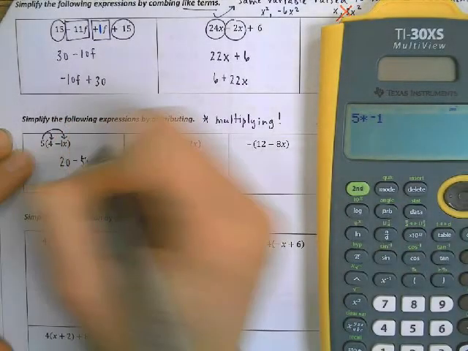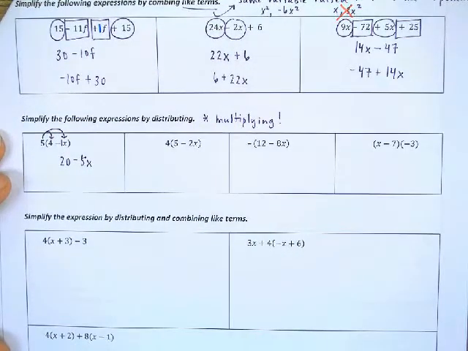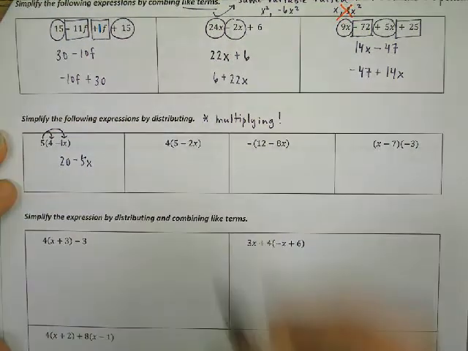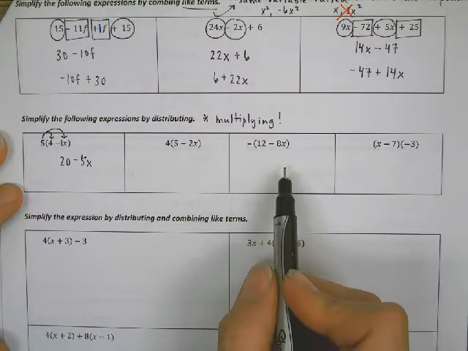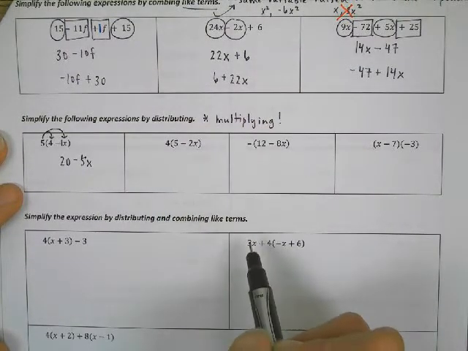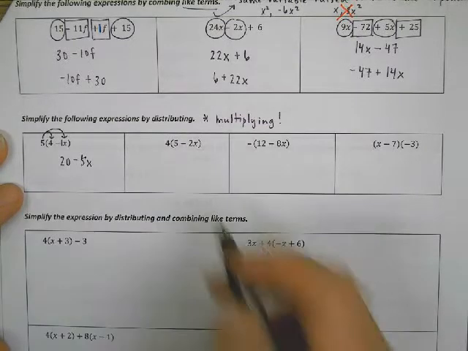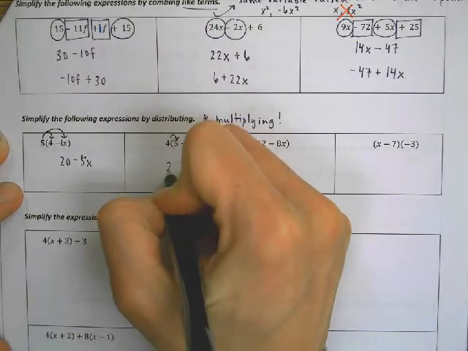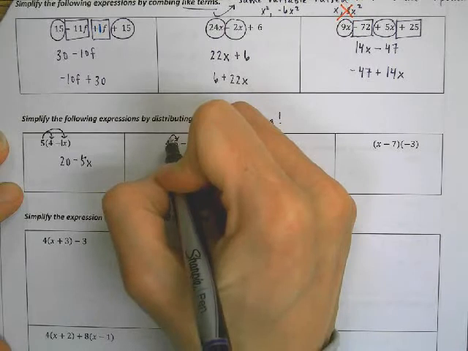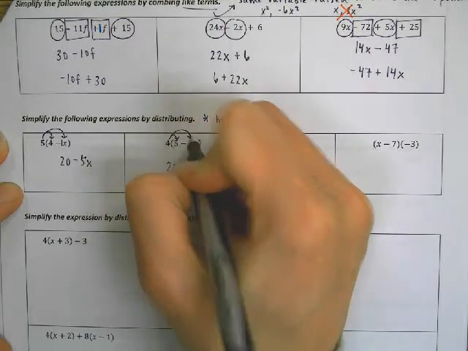So if you feel comfortable, it might be a good idea to just pause the video now, and then you can check when you unpause it. So here, if I distribute, I have 4 times 5 gives me 20. Now here, I have 4 times a negative 2. 4 times a negative 2 is going to give me a negative 8, and then the x goes with that term.